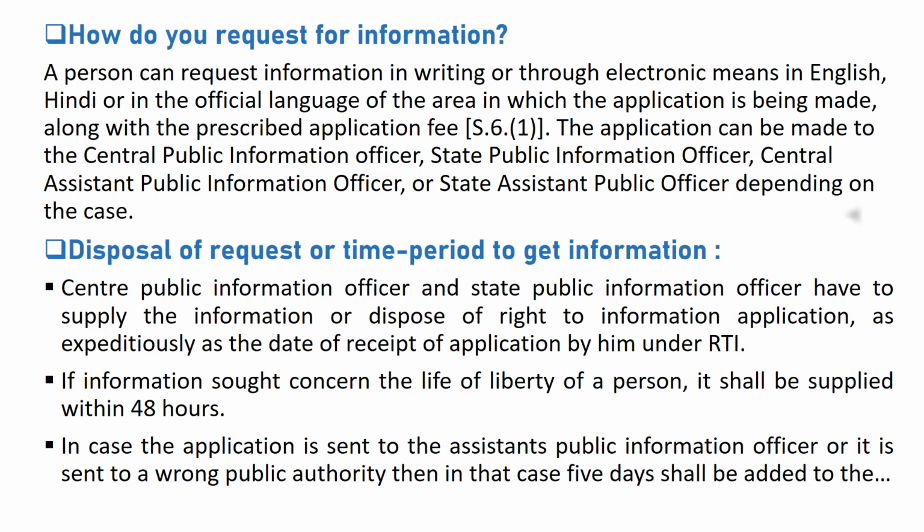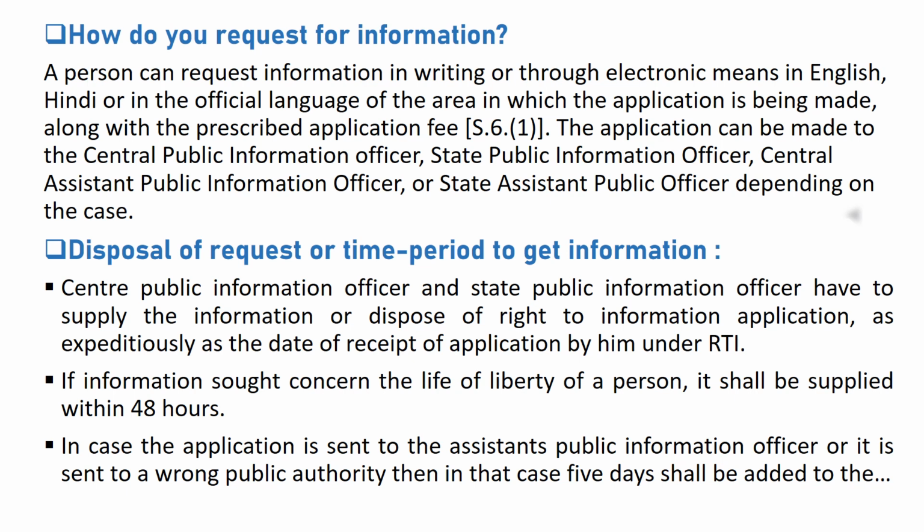How do you request for information? A person can request information in writing or through electronic means in English, Hindi or in the official language of the area in which the application is being made, along with the prescribed application fee, Section 6(1). The application can be made to the Central Public Information Officer, State Public Information Officer, Central Assistant Public Information Officer, or State Assistant Public Information Officer depending on the case.